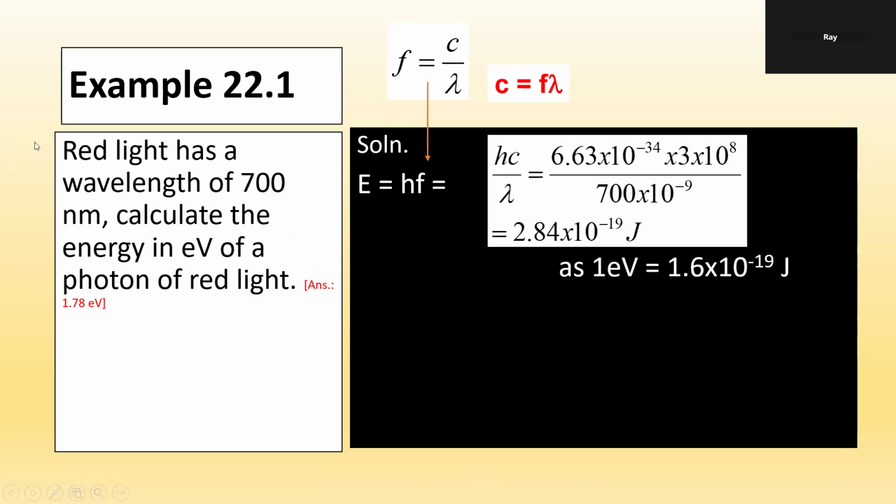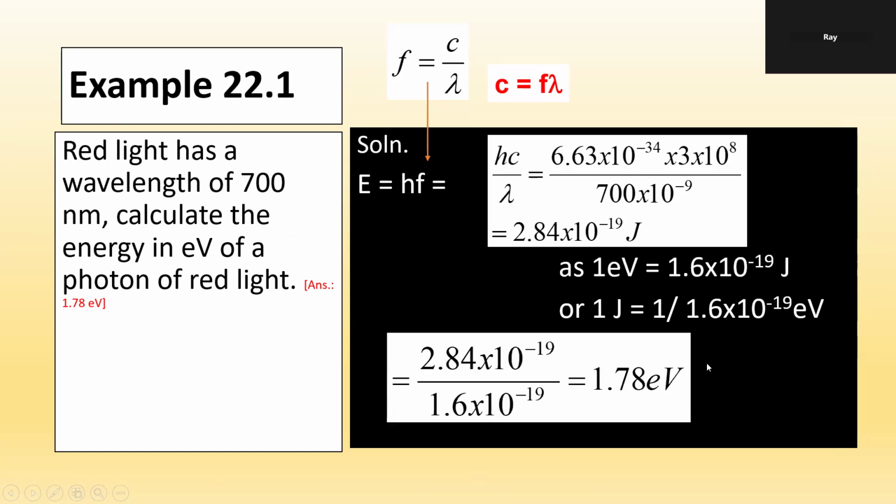So that one you need to memorize. Electron volt is the same magnitude as the charge of an electron, but in joules. And then 1 joule is the inverse of 1.6 times 10 to the power minus 19 joule. Can you get the answer?